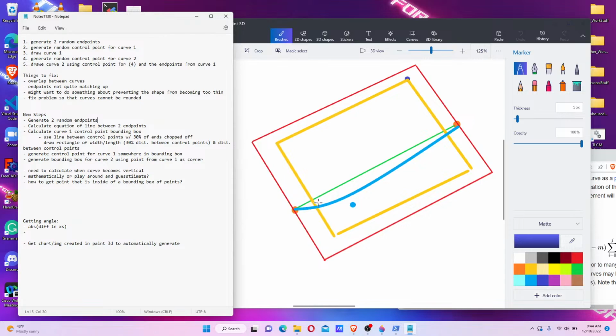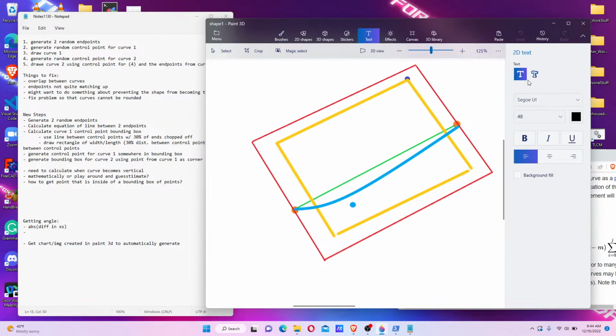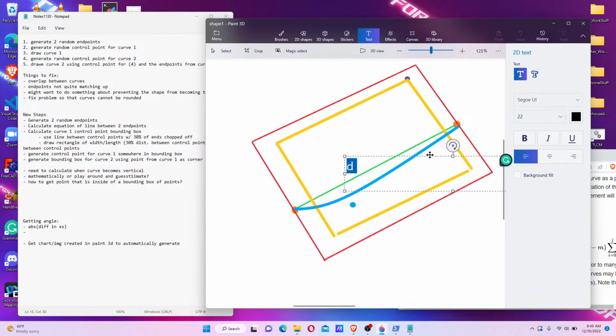So, oh man, I forget though. I guess that 30%, yeah, is just some amount inside. So this 30%, I guess I'm going to edit this here. So if we make the distance of the first line d, make that smaller. Okay, so the distance of the first line is d.